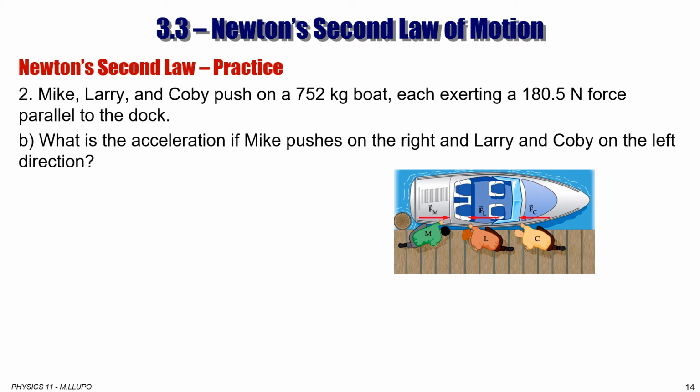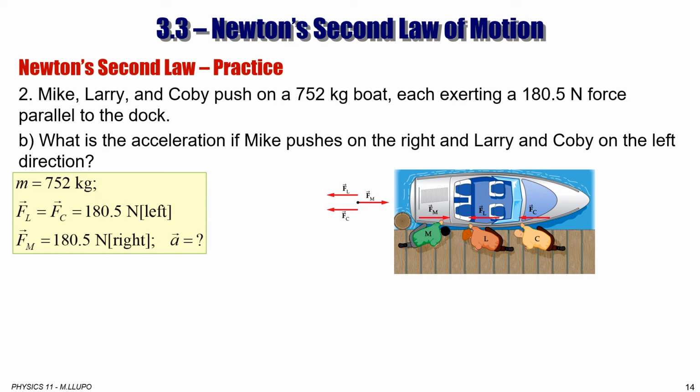B. What is the acceleration if Mike pushes to the right and Larry and Kobe to the left? So here's a diagram of the forces, and here is what is given. Again, the mass is 752 kilograms. The force that Larry and Kobe apply on the left is the same, 180.5 Newtons, and Mike is pushing on the right with 180.5 Newtons.